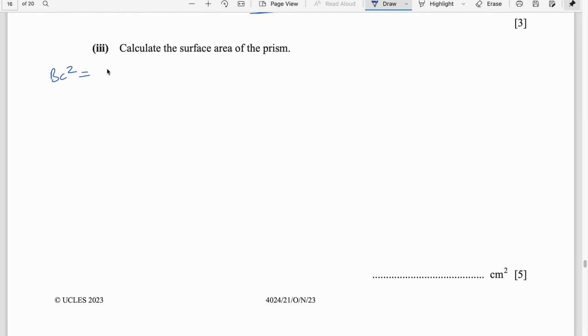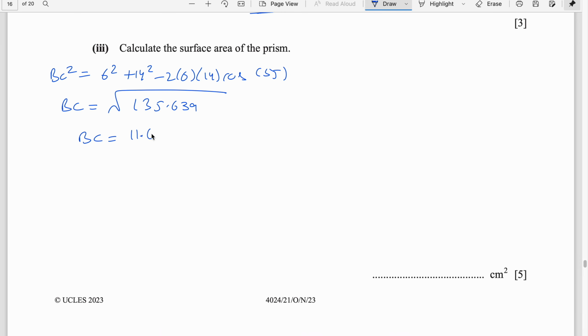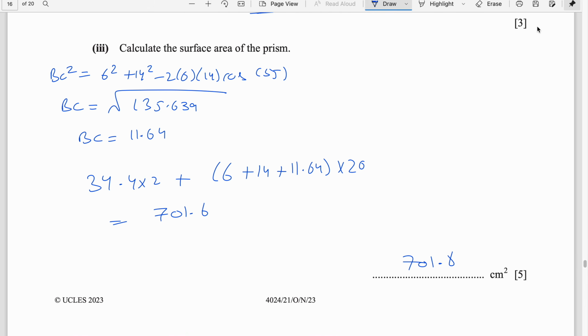So BC square is equal to the square of one side plus the square of the other side, minus 2 times 6 times 14 times cos of the angle opposite to that, which is cos 55. BC square is 135.639. BC is equal to 11.64. So area of one triangle is 34.4 times 2, plus one length, second length, third length times 20, which results in 701.6 centimeter square.